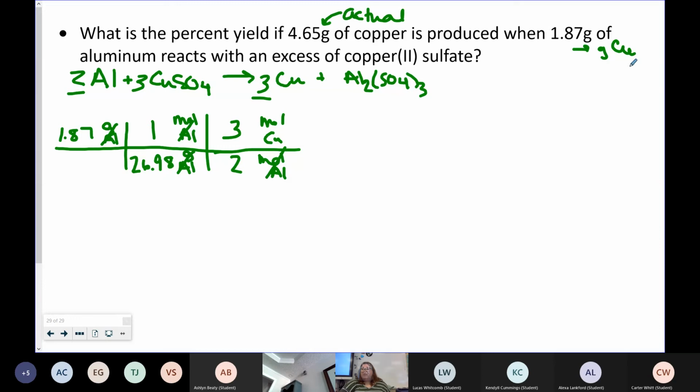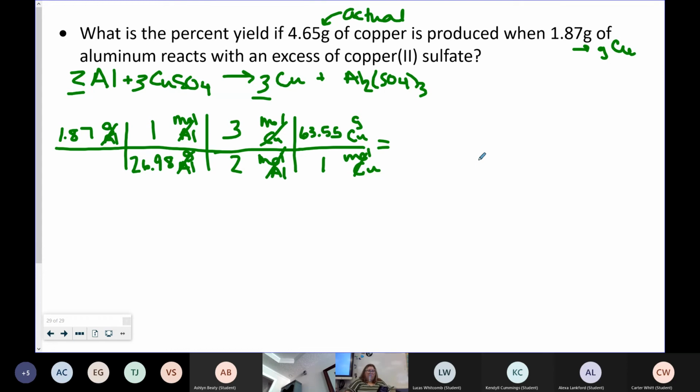And then we need to change to grams so that it can match that actual yield. So for theoretical yield, generally we always change into grams. So moles of copper goes down to the bottom. Grams goes on top. So grams is always out of 1 mole. And copper's molar mass is that 63.55. So that cancels out moles, leaving us with grams. So this is going to give us our theoretical yield.